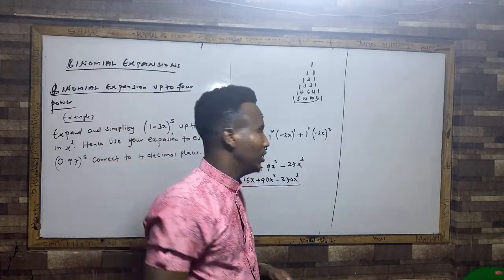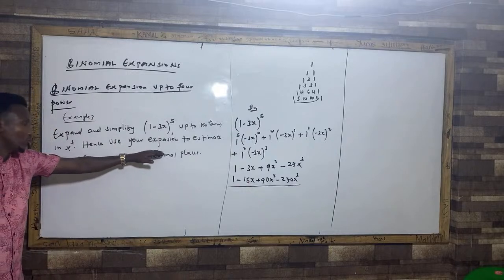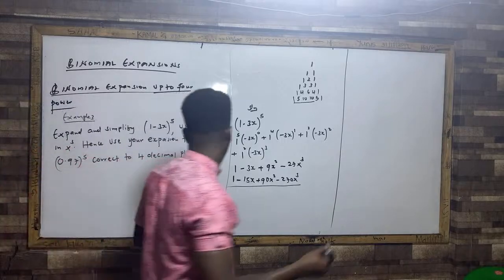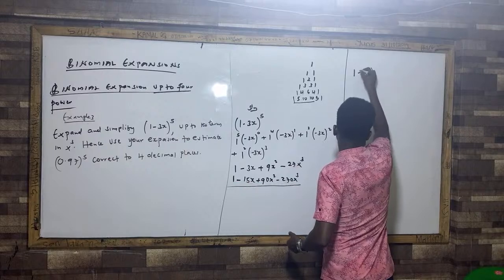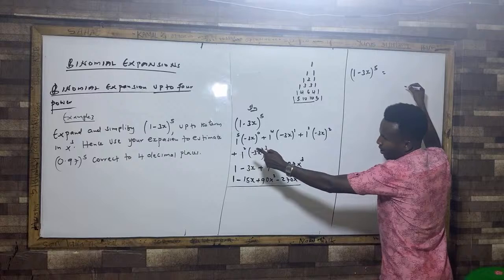But you are told, hence use your expansion to estimate this one. So what will I do? I'll say like this: look here, 1 minus 3x to the power of 5 is equal to... hide this one for me, okay?